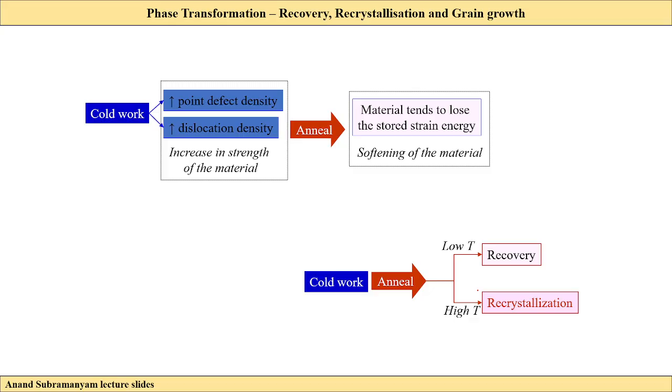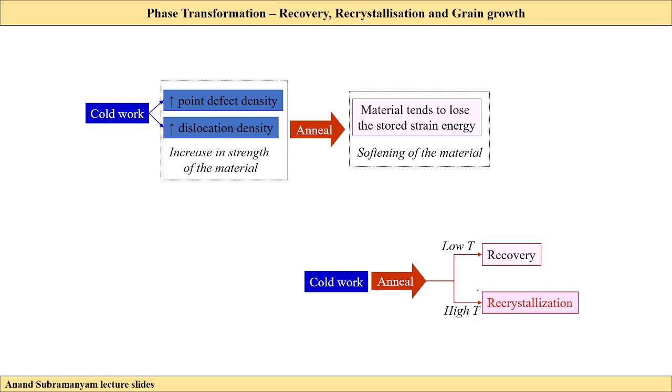Now, so material tends to lose the stored energy. Once we do the annealing, that means we increase the temperature, we give energy for the atoms to move. That means the dislocations, whatever defects that are being created, will be arranged in a certain way such that the material will try to lose whatever strain energy has been created inside the material. So the material will try to lose this stored energy, and again it will become softened.